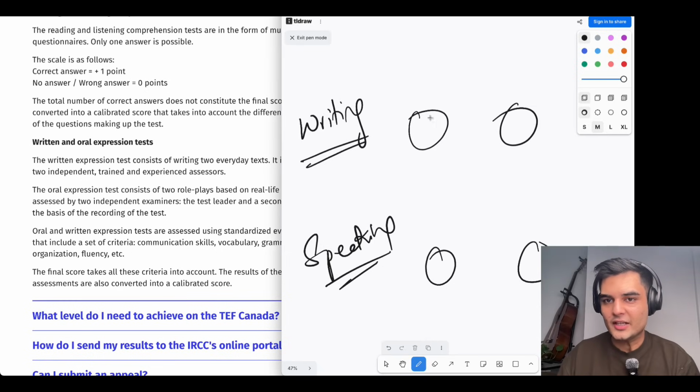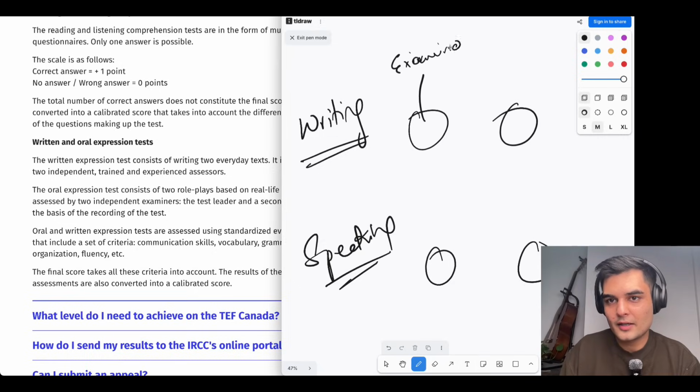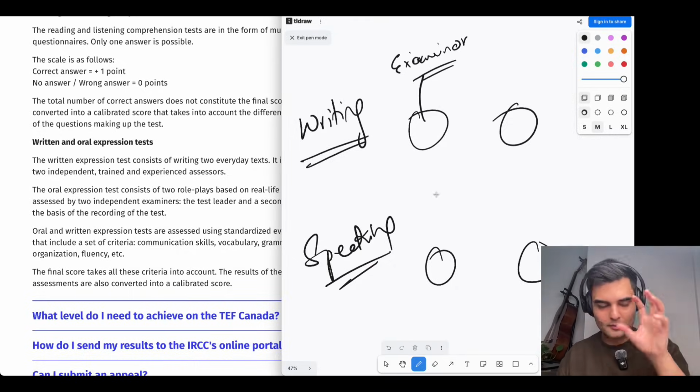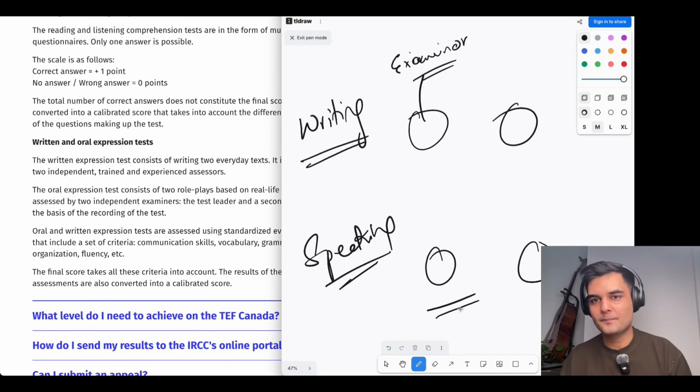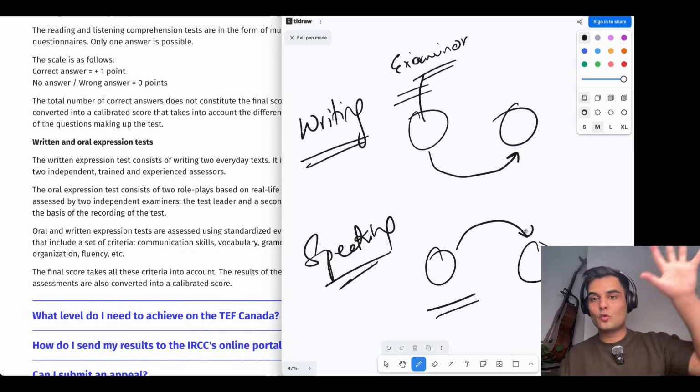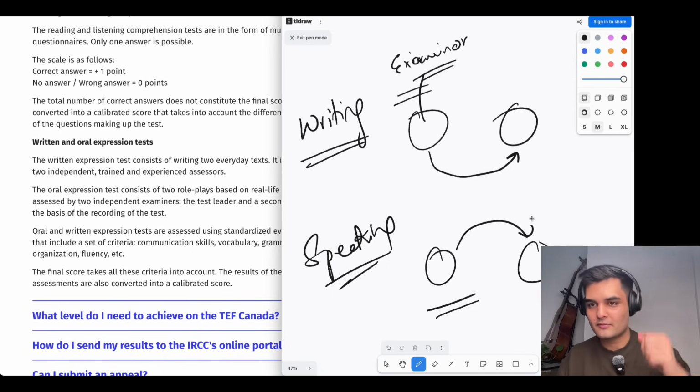Okay, one check is done by the examiner who is taking your exam in that particular center, for speaking as well as for writing. And then that exam goes to the headquarters of TEF Canada, which is in Paris, France. It gets checked by them as well.